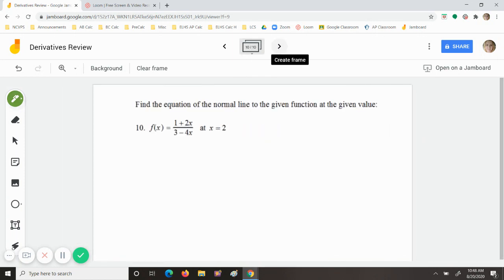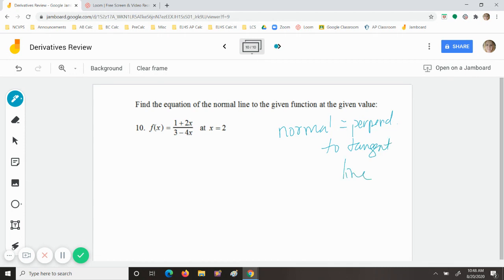All right, one more question that I want to go over. Find the equation of the normal line to the given function at the given value. Okay, so we've done tangent lines. Big thing to remember, I'm not sure if we talked about this before or not, but in case we haven't, let's talk about it. Normal line is perpendicular to the tangent line.